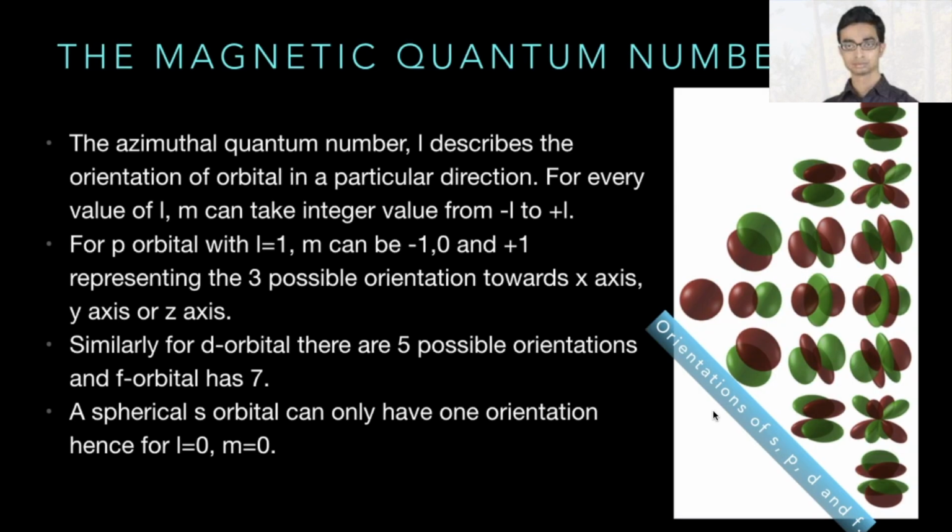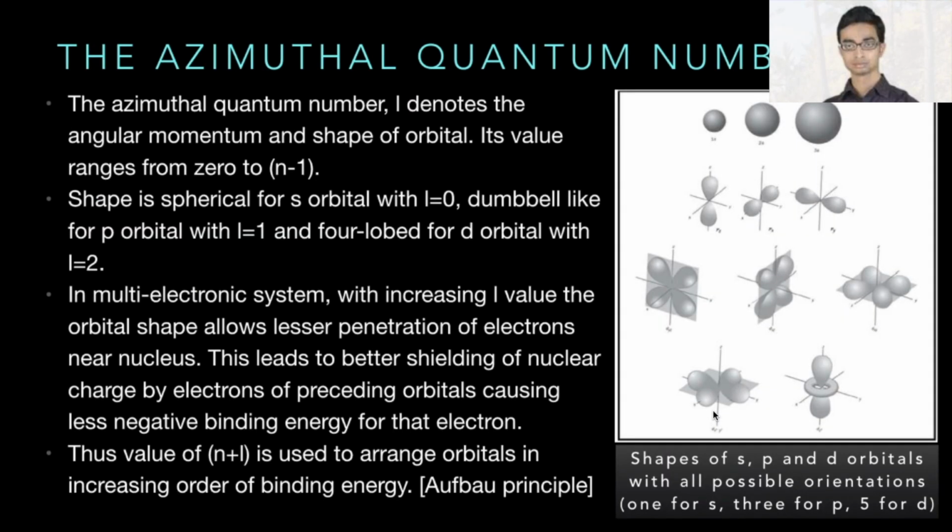The third quantum number, m, is the magnetic quantum number. It describes the orientation of an orbital in a particular direction. For every value of L, m can take integer values from minus L to plus L. For example, for the dumbbell-shaped p orbital with L equals 1, m can be negative 1, 0 and positive 1, representing the three possible orientations towards the x-axis, y-axis and z-axis.